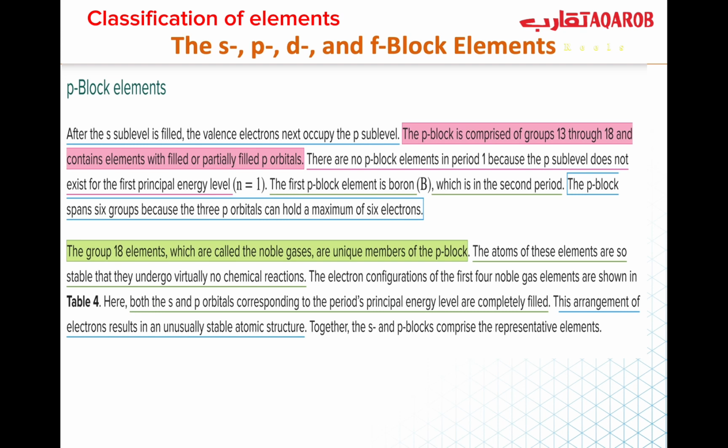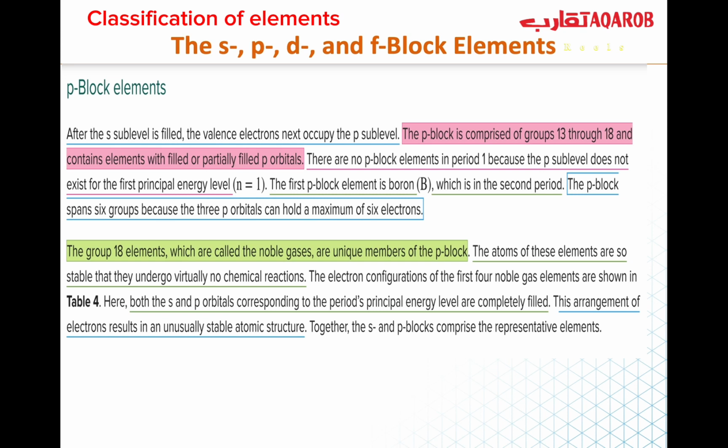So we know that the p sublevel has only 3 orbitals. Since it has only 3 orbitals, it can hold 6 electrons. That's why from 13 to 18 we have 6 groups: 13, 14, 15, 16, 17, and 18. 6 groups because it can hold 6 electrons, with 3 orbitals.